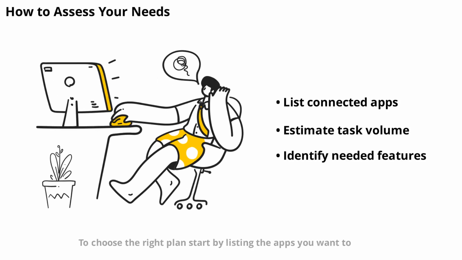To choose the right plan, start by listing the apps you want to connect and the workflows you want to automate. Estimate how many tasks you'll run each month and whether you need advanced features like multi-step Zaps or premium apps. This assessment will help you match your requirements to the right Zapier plan.